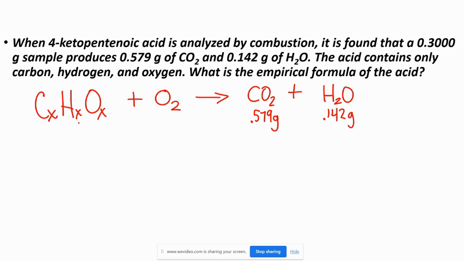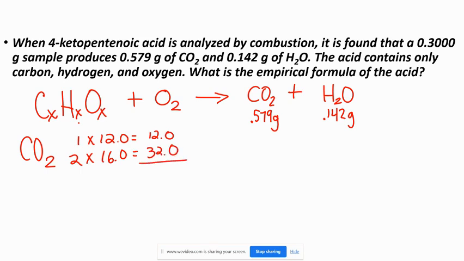So I can figure out the percent composition of carbon dioxide and the percent composition of water just by using my periodic table. So for CO2, I have 1 carbon times 12.0, that equals 12.0. I have 2 oxygens times 16.0, that equals 32.0. And I can add those together for a total of 44.0.